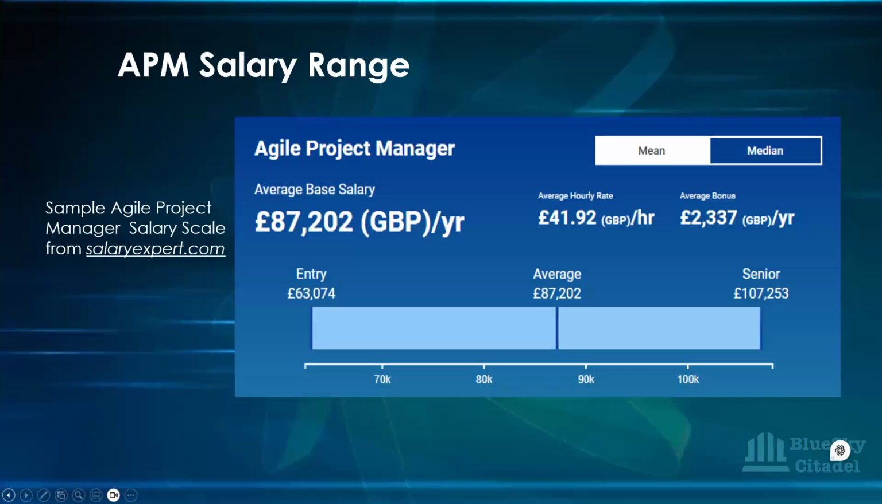And here are just some examples of an APM salary. As you can see, it does vary, and this is just an overview in terms of the average. But again, depending on how long you've been an APM or your experience, you might start at entry level, depending on if it's in London or outside of London. But you can see there is a range. So this was taken from Salary Expert. Just also to show you a comparison on the next slide.